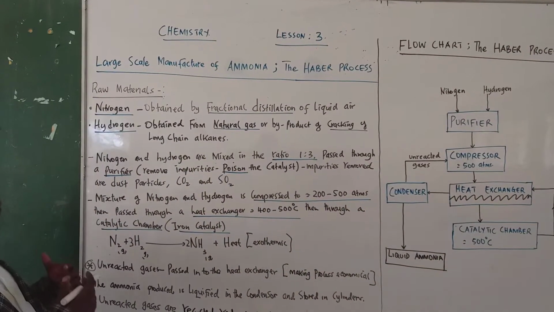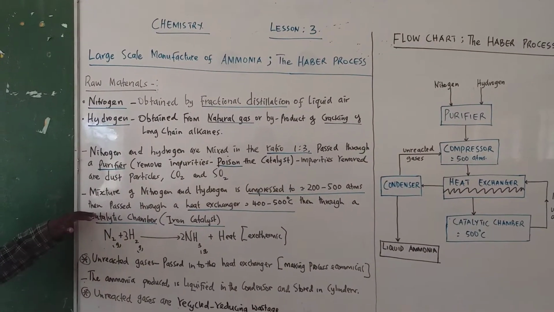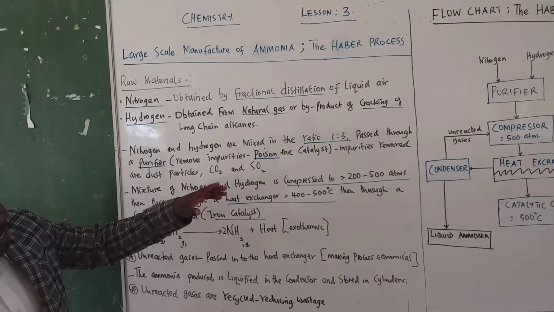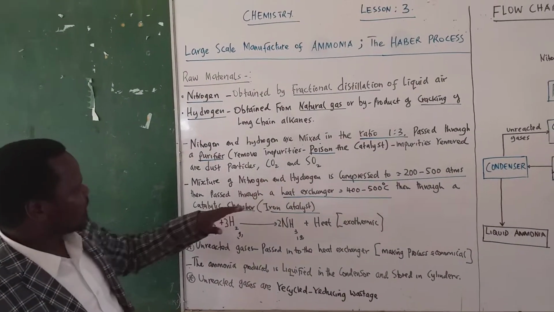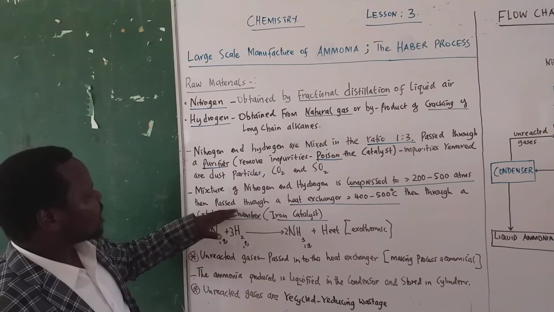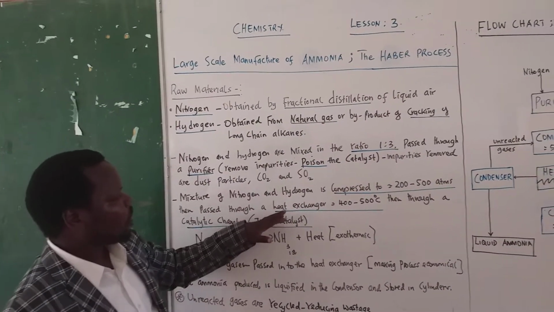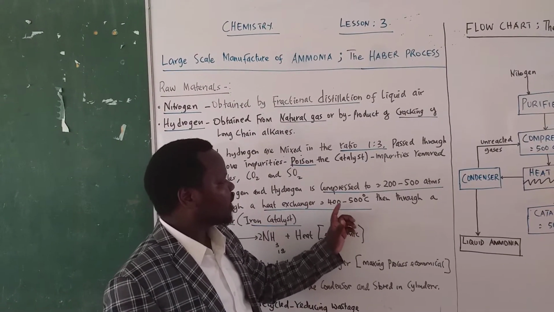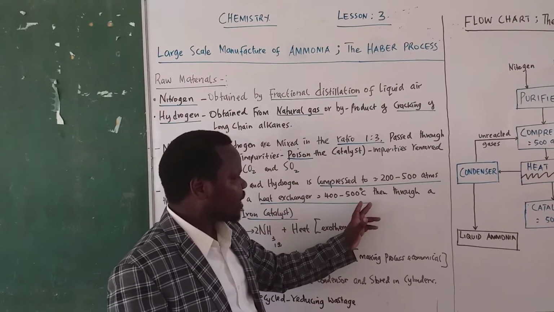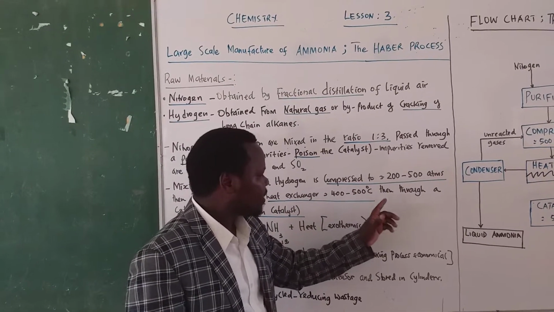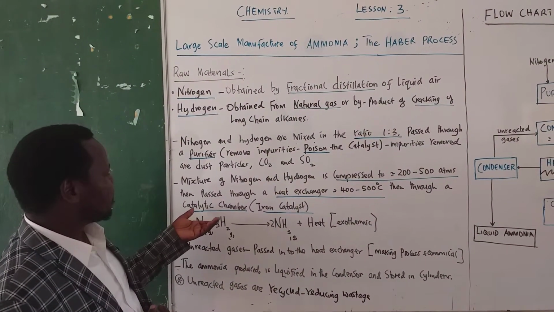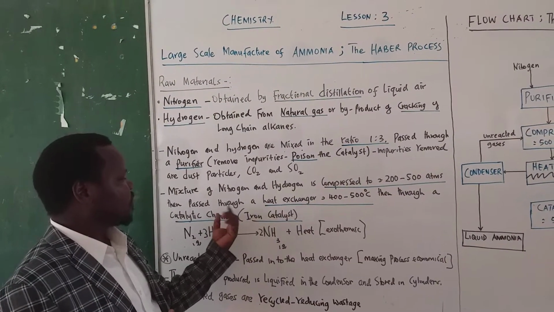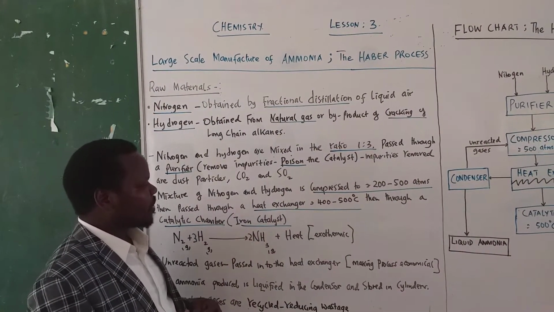We talk about atmospheric pressure. Then, once it has been compressed to that very high pressure, it is passed through a heat exchanger where you have temperatures ranging between 400 and 500 degrees Celsius. Thereafter, the mixture is passed through a catalytic chamber where you have a catalyst, and in this case, the catalyst used is the iron catalyst.